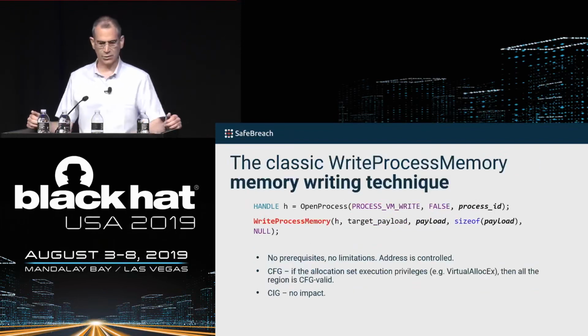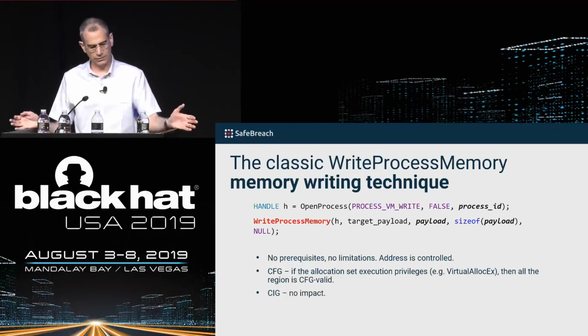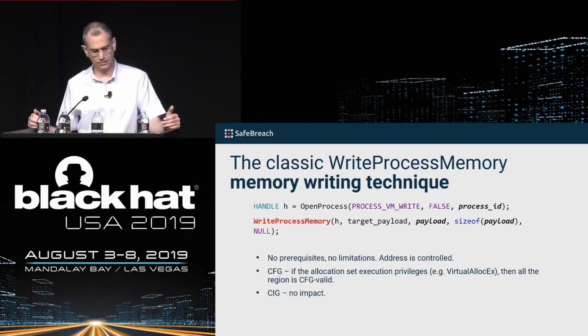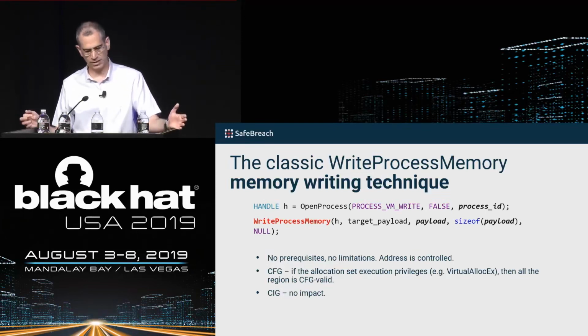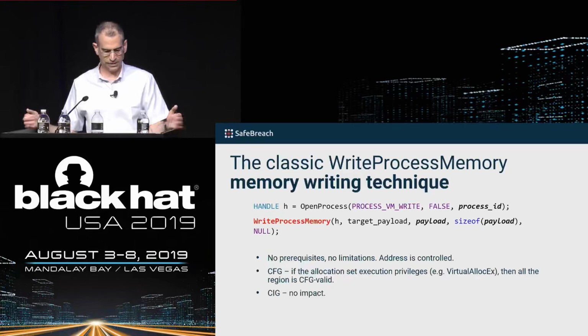And then we have the classic WriteProcessMemory writing technique. With WriteProcessMemory, there are no restrictions and no limitations. The address is fully controlled by us. And with CFG, if the allocation sets the execution privileges, then we know already that all the region is CFG valid, which makes us very happy. And CIG has no impact because we're not talking about DLLs here.